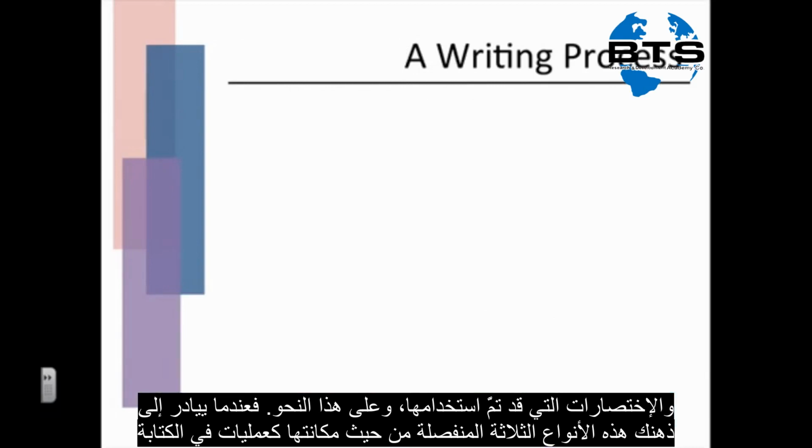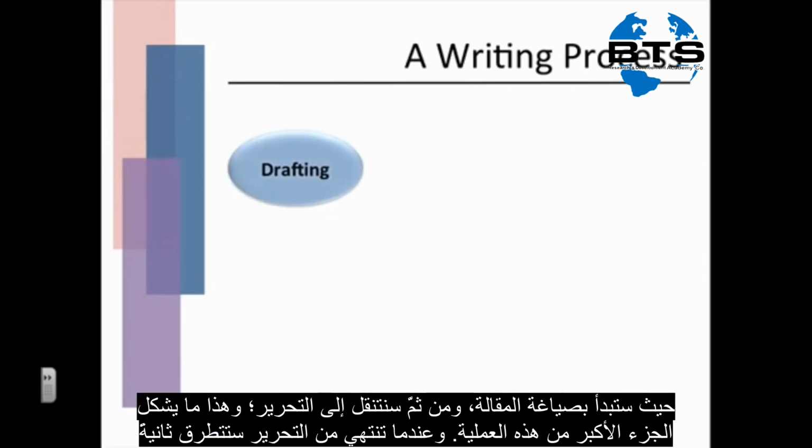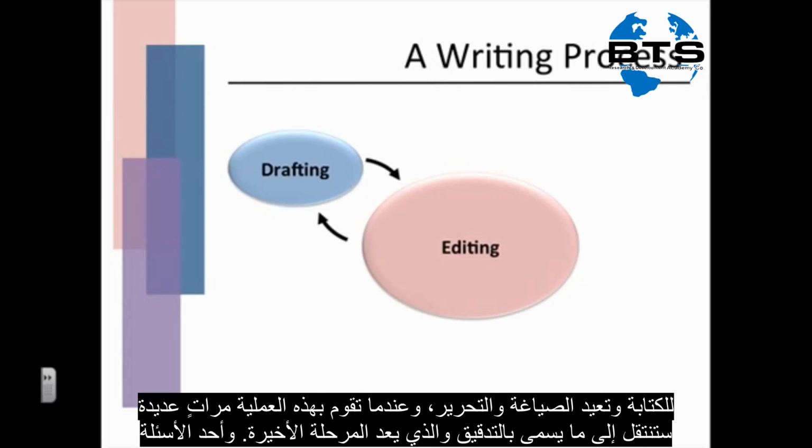So if we think about these three separate things in terms of the process, you start off with drafting your essay, you then move on to editing, and this is the biggest part of what you should be doing. And once you've edited, you then go back and you redraft, and then you go back and edit again. And once you've been through that process several times, you then move on, and proofreading then is what happens at the end.